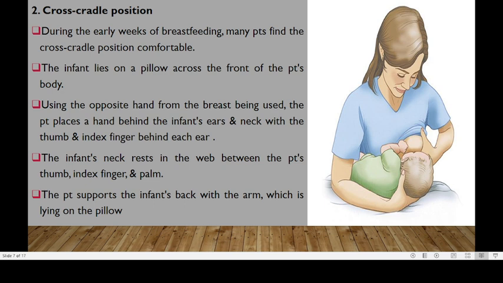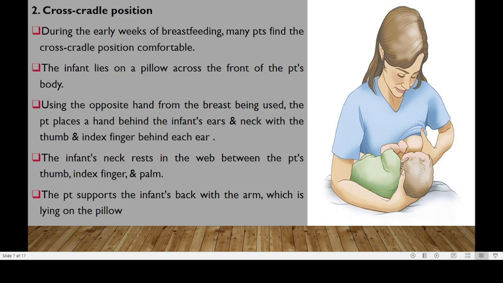Number two is the cross cradle hold. During the cross cradle position, this is how we position the infant on our right. During the early weeks of breastfeeding, many patients find the cross-cradle position very comfortable. The infant just lies on a pillow across the front of the mother's body.